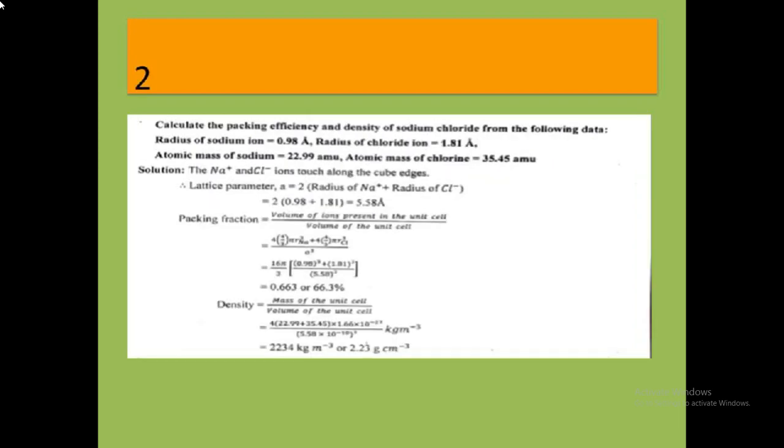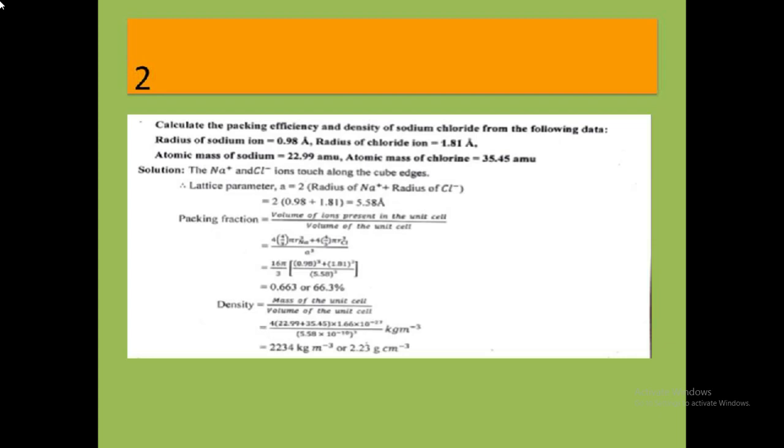Now we are going to calculate the packing fraction and density of sodium chloride from the following data. Radius of sodium ion is 0.98 Angstrom. Radius of chlorine ion is 1.81 Angstrom. Atomic mass of sodium is equal to 22.99 AMU, that is atomic mass unit. Atomic mass of chlorine is 35.45 AMU.